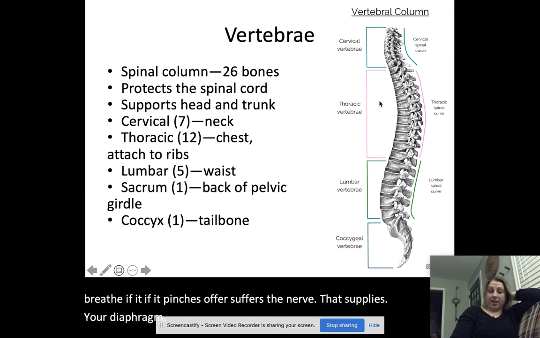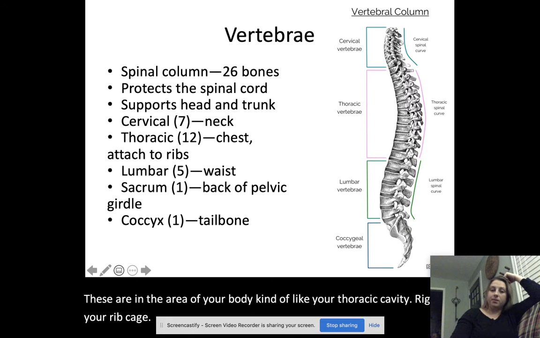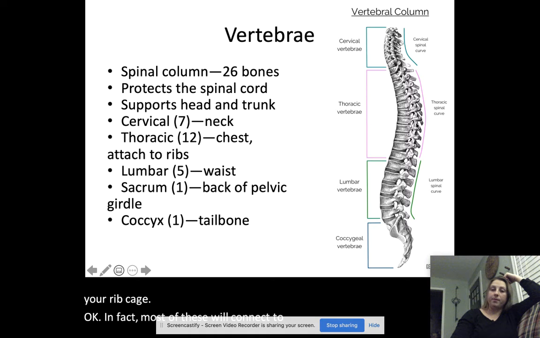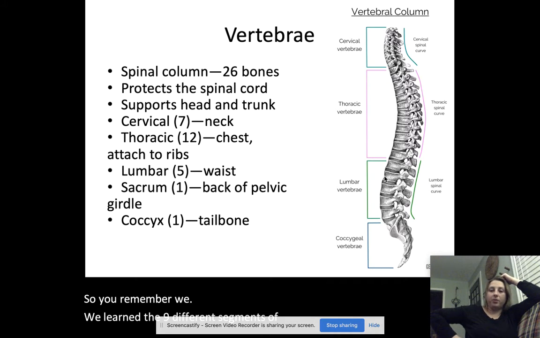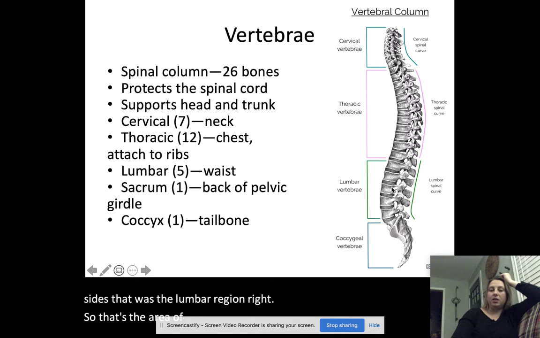Then you have thoracic. These are in the area of your body, kind of like your thoracic cavity, right? Your rib cage. In fact, most of these will connect to ribs. And you have 12 of them. Lumbar, this is your waist area. So remember we learned the 9 different segments of the abdomen. And in the center on the sides, that was the lumbar region, right? So that's the area of our waist. These are the largest or biggest around of the vertebra in your back.